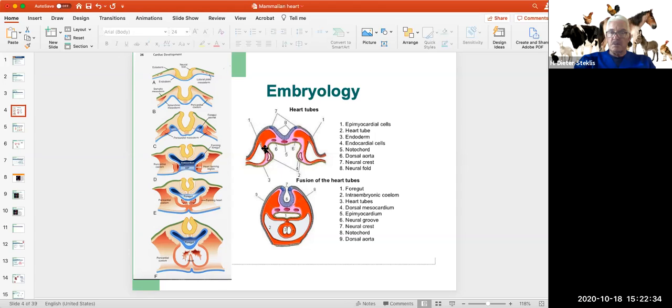This is the mesodermal part. You don't have to remember any of this, but just note that there are these two heart tubes, one on each side. And a little later in embryonic development, what you see here is that these two tubes fuse together here in the middle. That's what you see here.